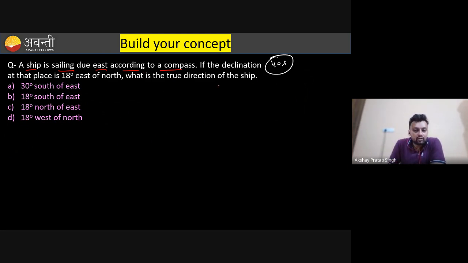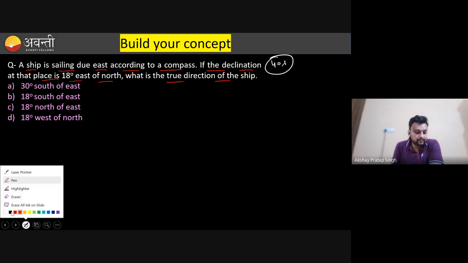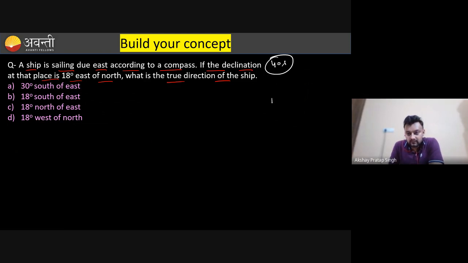Now, if the declination at that place is 18-degree east of north, what is declination? The angle between geographical meridian and magnetic meridian. What is magnetic meridian? You must know. What is the true direction of the ship? So for that, let's suppose this is our north and south direction. So definitely this is going to be our east and west direction.